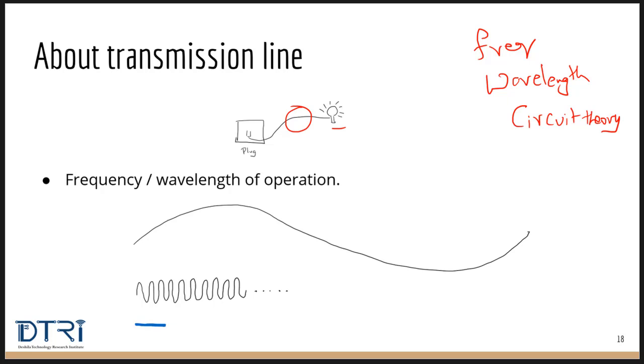Now, if you see here, this is a low frequency signal and this is a high frequency signal, and this is the length of the transmission line or the wire. If you notice here, when frequency is high, there are many cycles of the signal which cover the transmission line or the length of the wire, compared to low frequency where the wavelength is so long that the length of the wire is negligible compared to the wavelength of the signal.